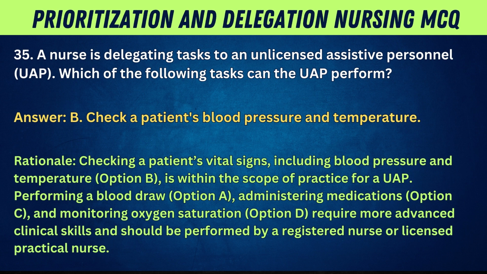Checking a patient's vital signs, including blood pressure and temperature, option B, is within the scope of practice for a UAP. Performing a blood draw, option A, administering medications, option C, and monitoring oxygen saturation, option D, require more advanced clinical skills and should be performed by a registered nurse or licensed practical nurse.